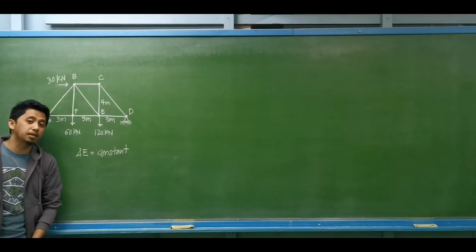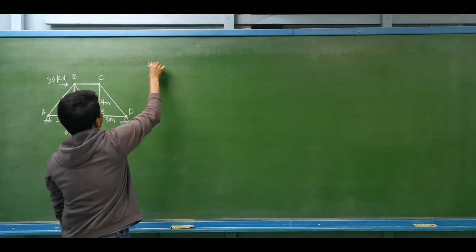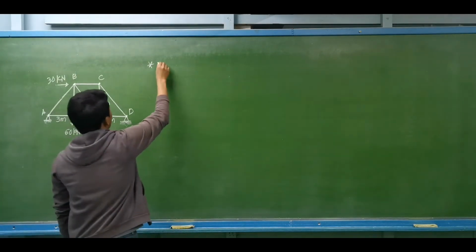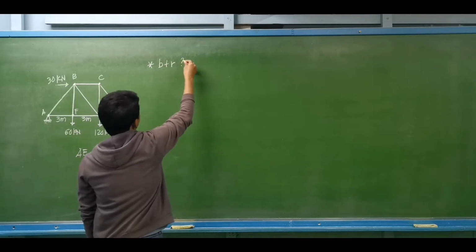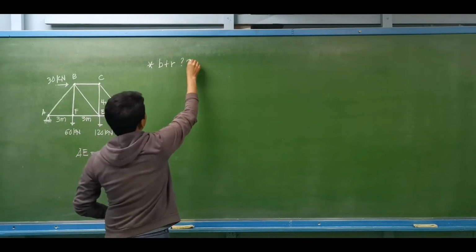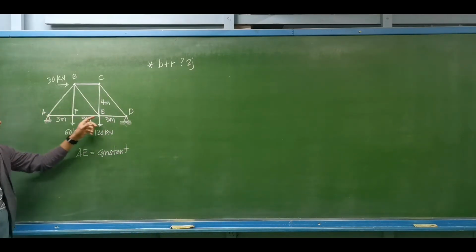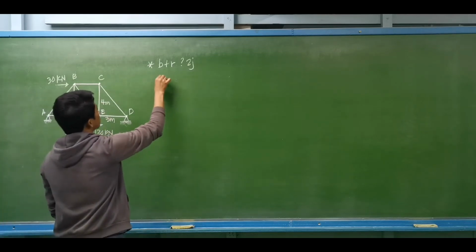First, we need to determine the degree of indeterminacy. Previously, for a truss, we compare the number of bars plus the number of support reactions to twice the number of joints. Is it equal, greater than, or less than? So how many bars do we have? 1, 2, 3, 4, 5, 6, 7, 8, and 9. So we have 9 bars.